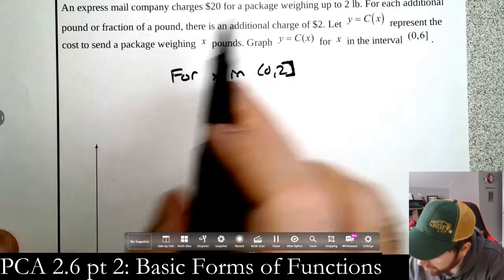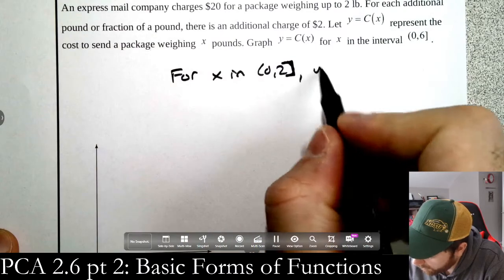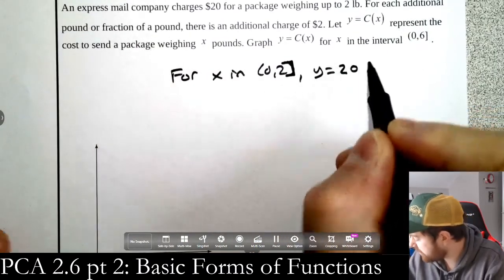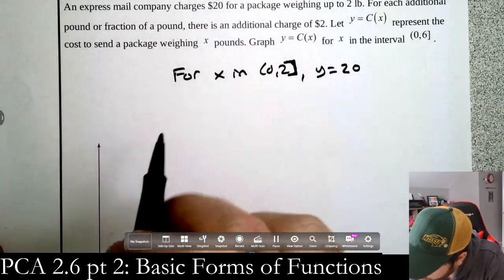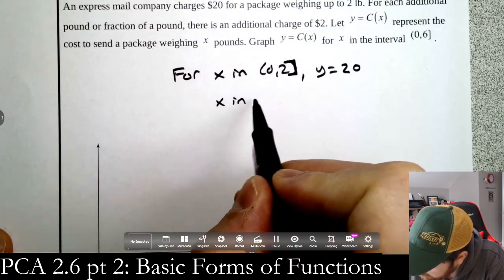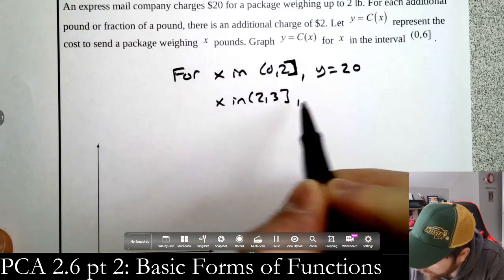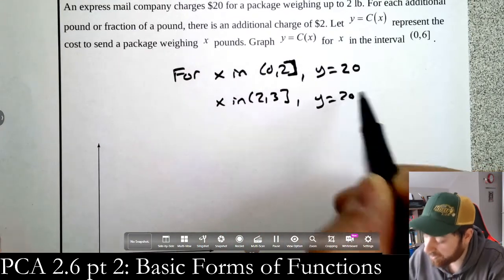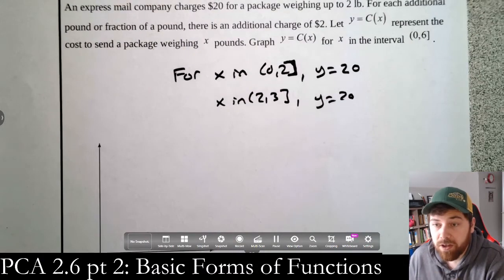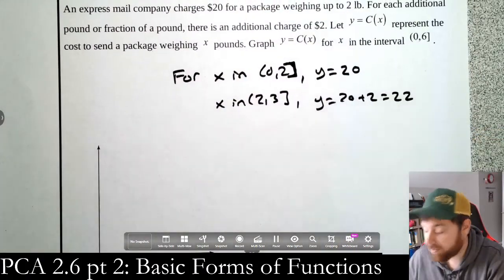So up to 2 pounds, right? It's going to cost $20. So we have y equals $20. Now from x in the open interval from 2 to 3, we have y equals the original $20, right? Plus the $2 surcharge, so we get $22 for that, right?